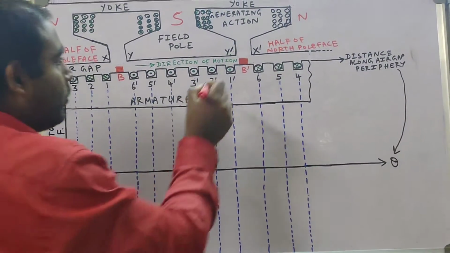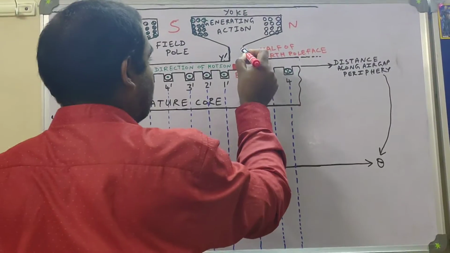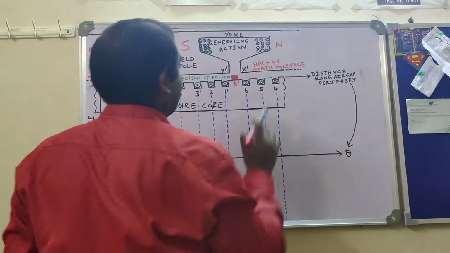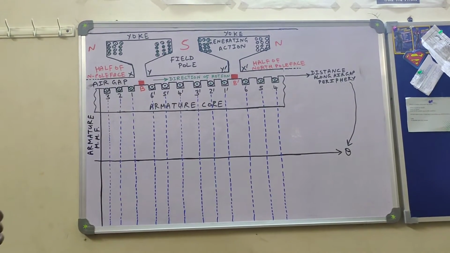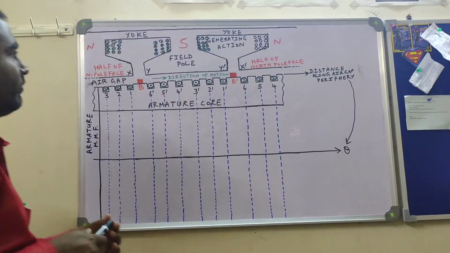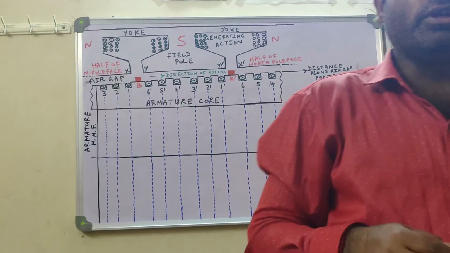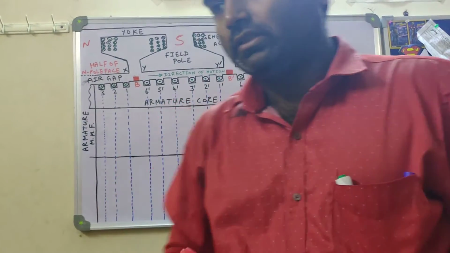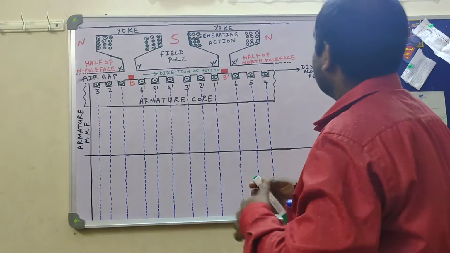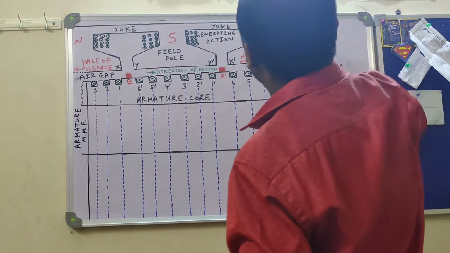So what are we actually going to do in order to find the MMF variation? We have already drawn the developed view. Now the only thing remaining is to apply Ampere's circuital law. Ampere's circuital law states that the MMF acting along a closed path will be equal to the current enclosed by that path. Okay. Now if we complete this one also, north pole means it will be entering. So this will be cross.